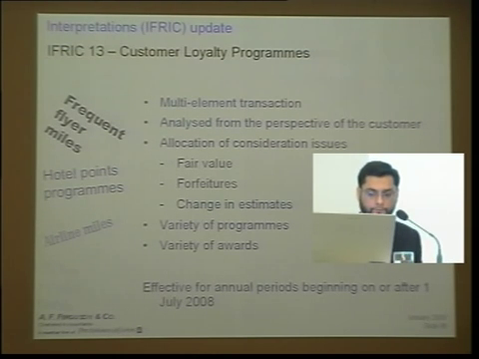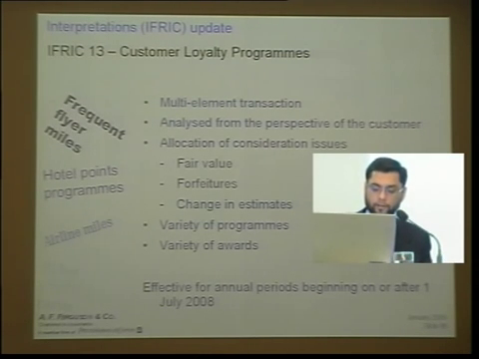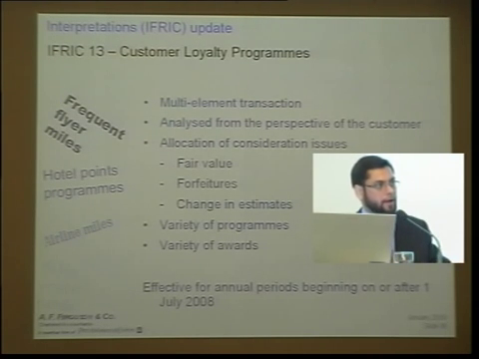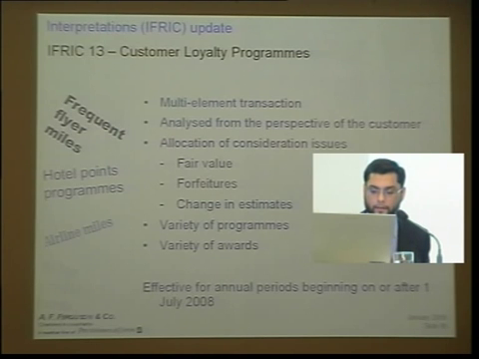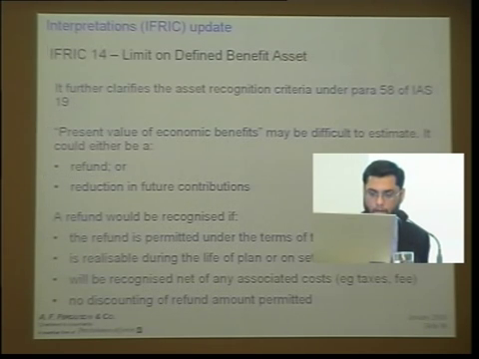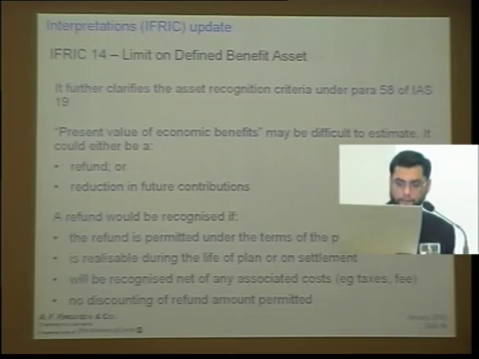That is the idea. And if there are forfeitures, obviously there are lapses in the points and the schemes. Those forfeitures have to be estimated and reversed. The revenue would be reversed whenever the likelihood arises that the points would lapse. And changes in estimates are possible. Variety of programs, variety of awards, effective from period July 2008. IFRS 14, limit on defined benefit asset.